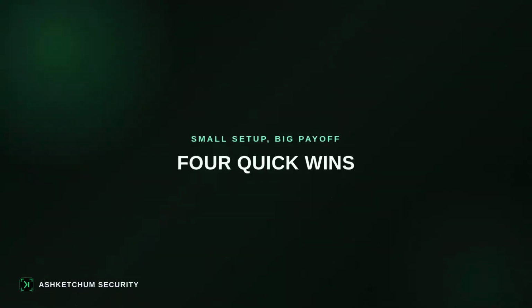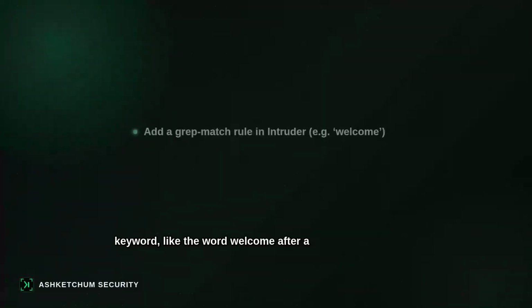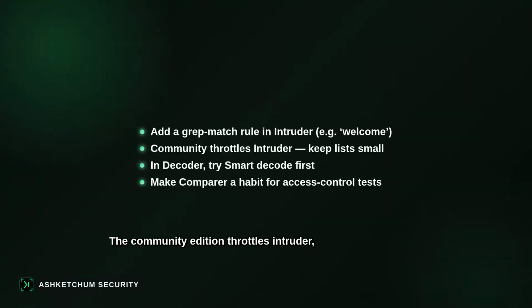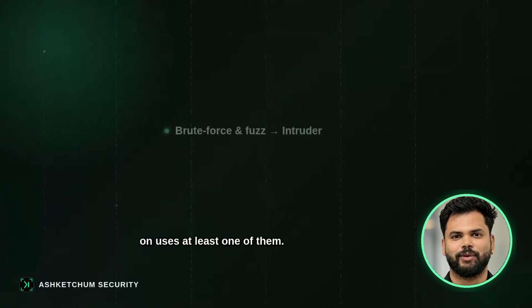4 good tips. 1. In Intruder, add a Grep Match rule to automatically flag responses containing a keyword, like the word welcome after a successful login. 2. The Community Edition throttles Intruder, so keep payload lists small while learning and reach for Turbo Intruder later. 3. In Decoder, try Smart Decode first, it saves you guessing the encoding. And 4. Make Comparer a habit for any access control test, normal user versus privileged user, every time.